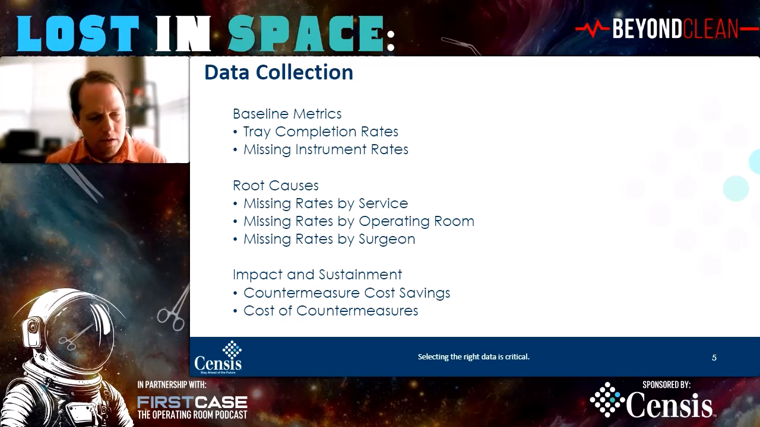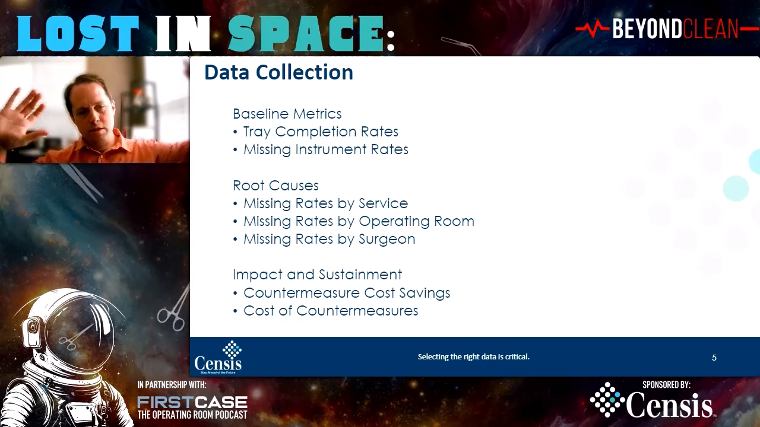Also, the missing instrument rates tell us, for any given month or period of time, how many instruments I am going to have to replace. So there's your cost savings for the facility. If, let's say, 2% of all instruments go missing every month, that's huge, right? So maybe we can cut that to 0.25% or lower, and dramatically reduce the cost of running a sterile processing department. So that's the first thing.